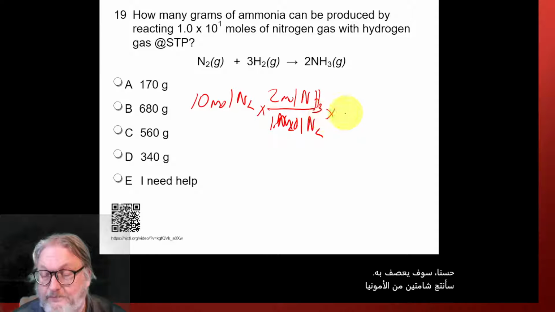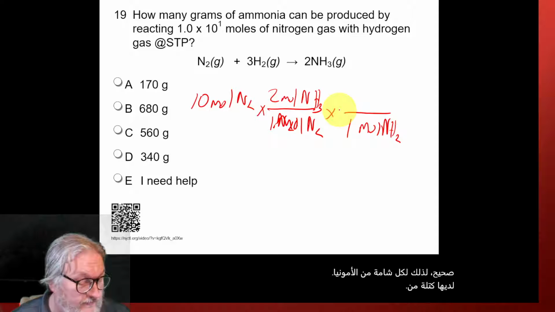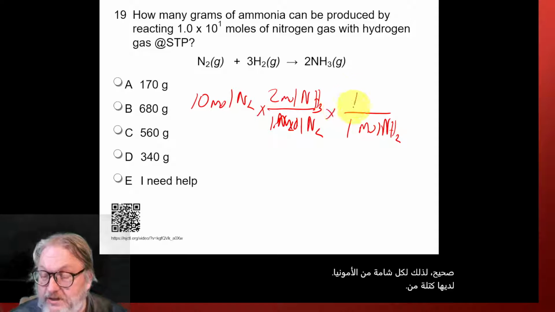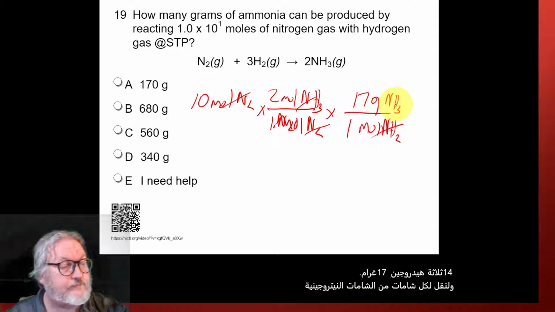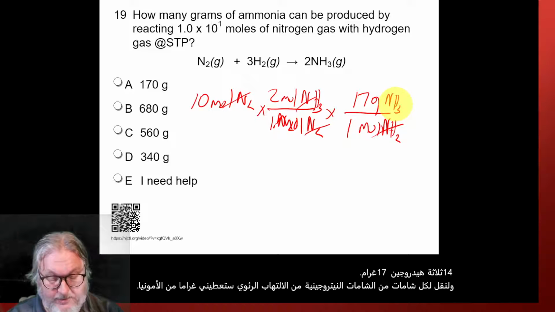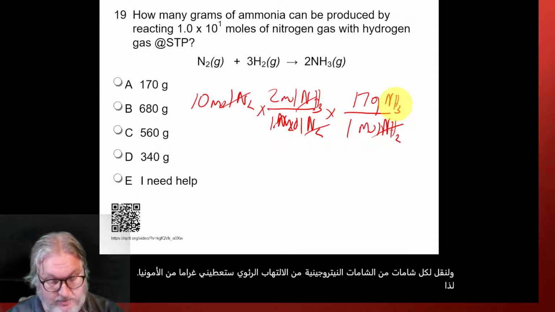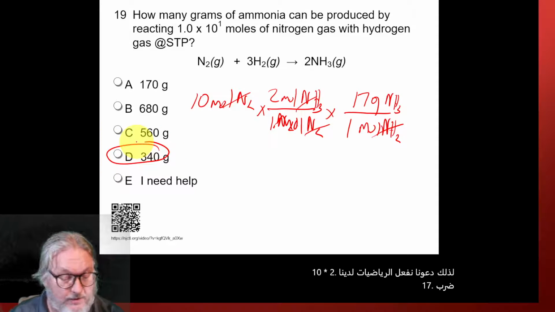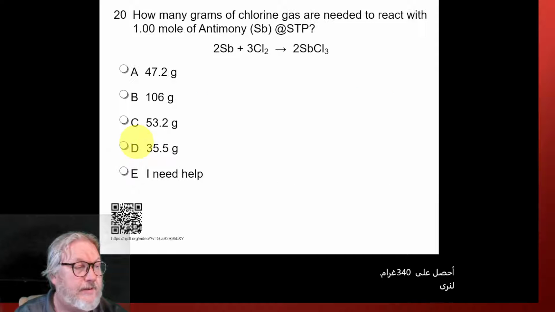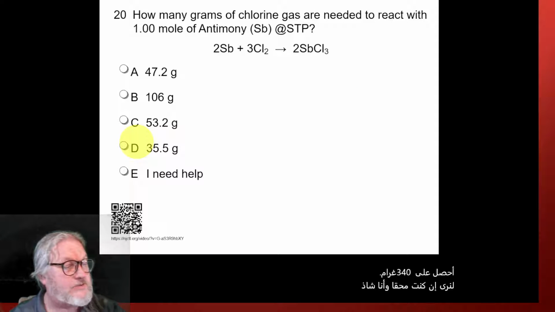All right. So for every 1 mole of ammonia, it has a mass of nitrogen is 14, 3 hydrogens, 17 grams NH3. And for every moles of nitrogen, moles of ammonia, it's going to give me grams of ammonia. So let's do our math. 10 times 2 times 17. I get 340 grams. Let's see if I'm right. And I am. Yay. All right, last one.